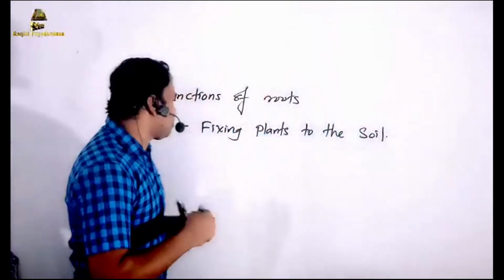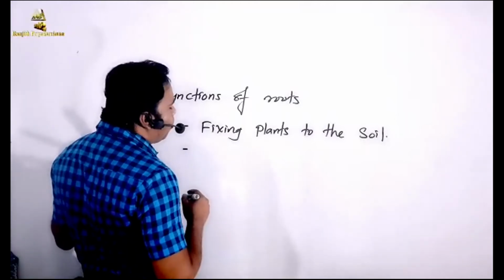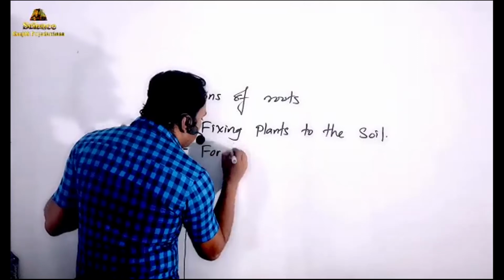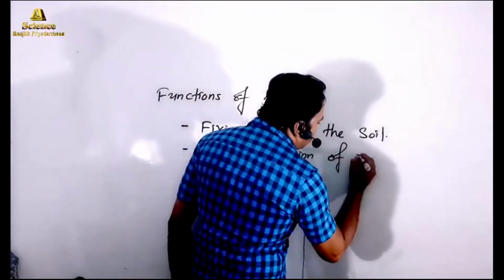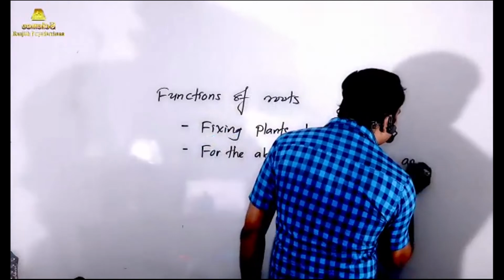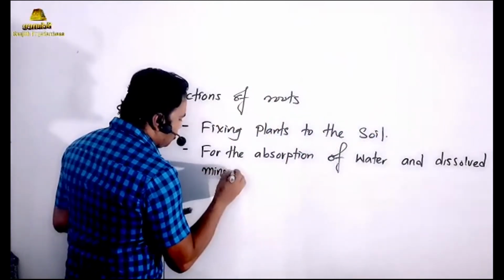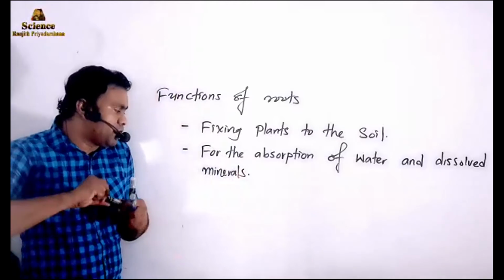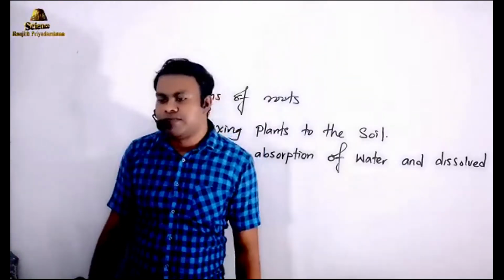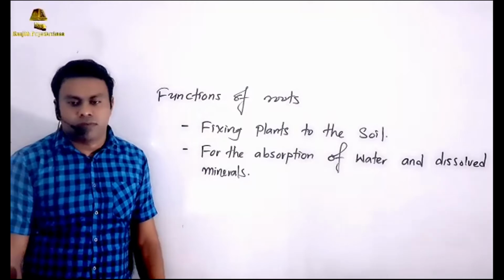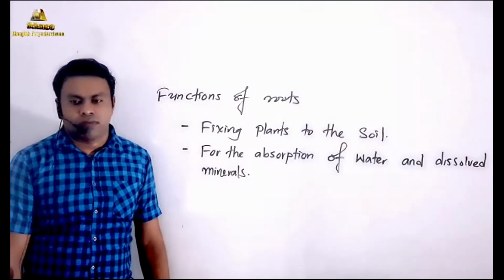Okay, good. Next function, for the absorption of water and dissolved minerals. Okay, the first function is fixing the plants to the soil. The second function is for the absorption of water and dissolved minerals. Now write it.